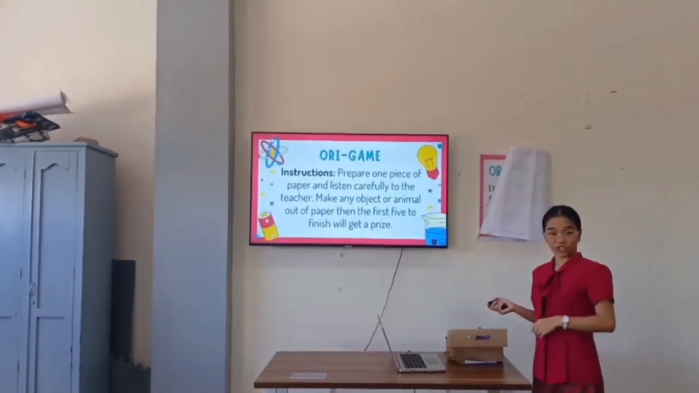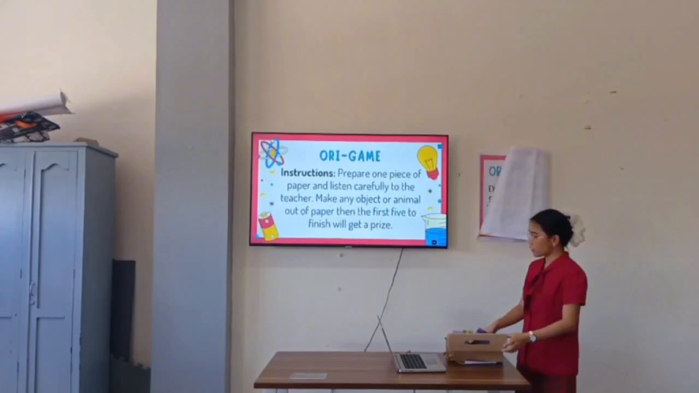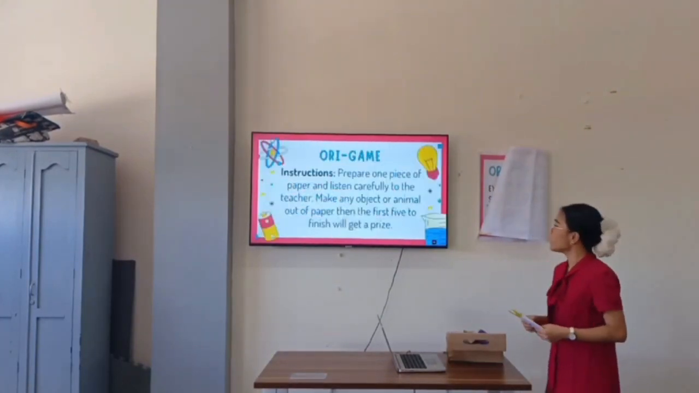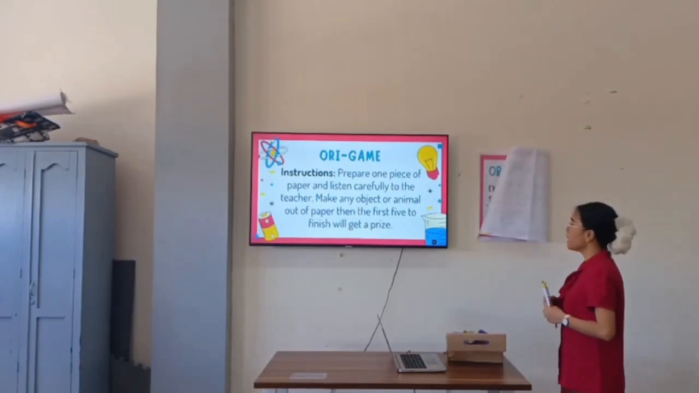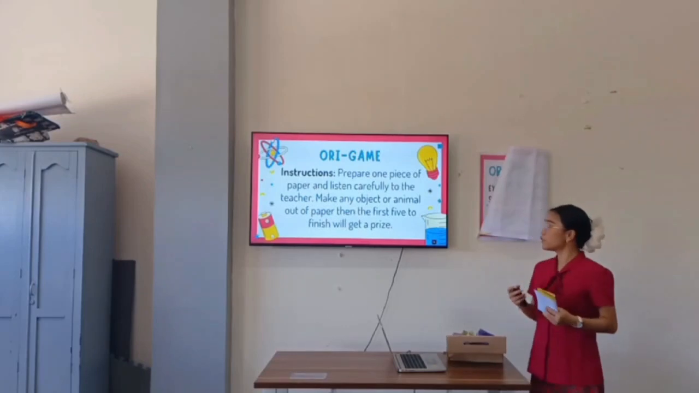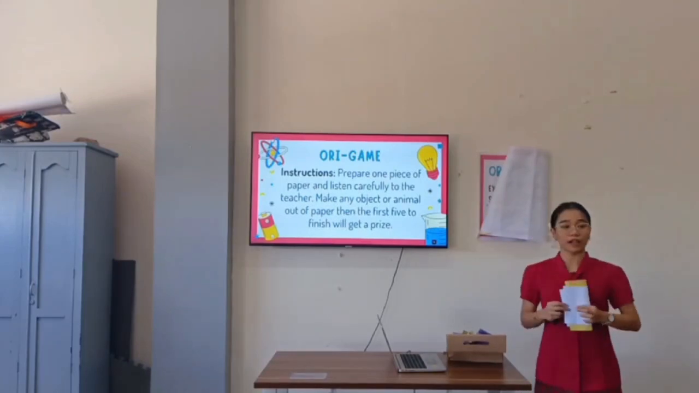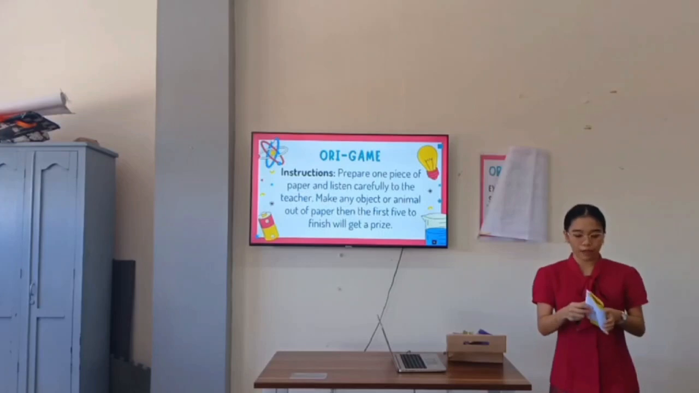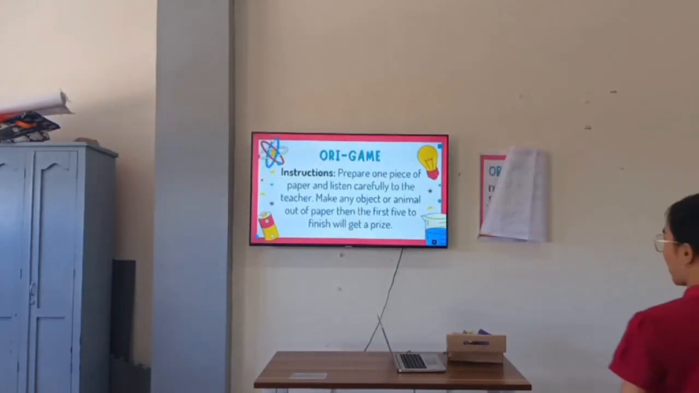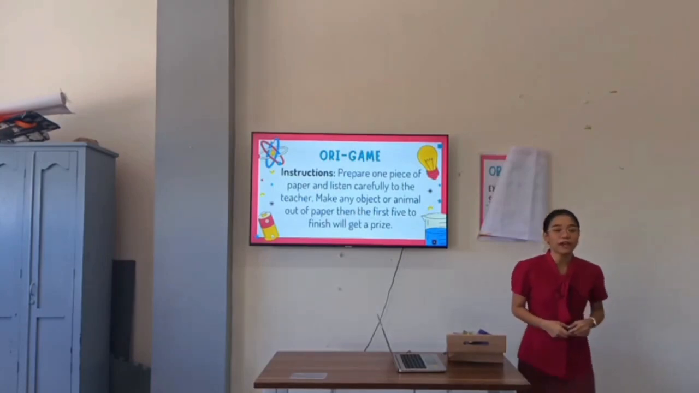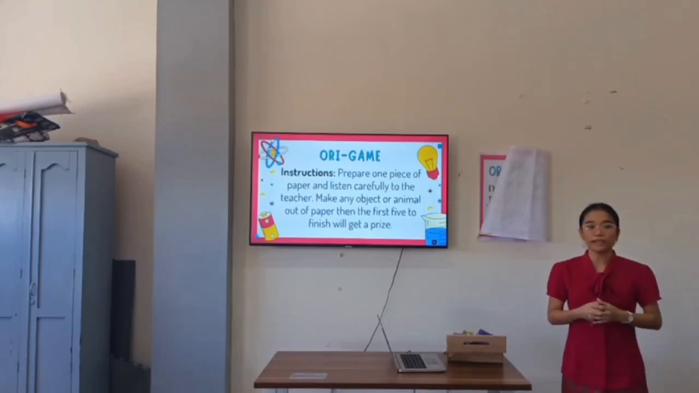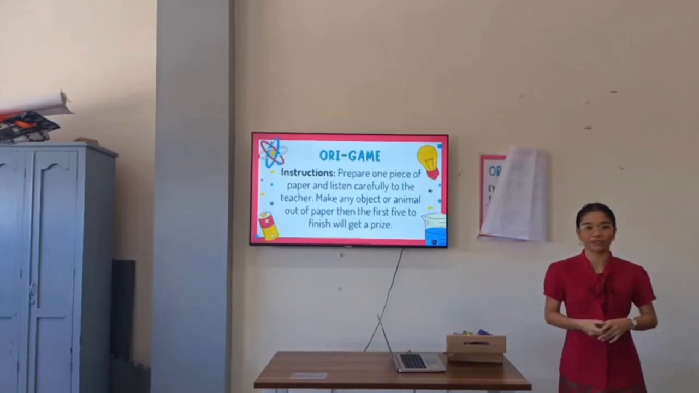Here are the instructions. Prepare one piece of paper. I'll give you one piece of paper, and listen carefully to me. Make any object or animal out of paper. Then the first five to finish the origami will get a prize, a piece of paper. I'll give you 5 minutes to finish your origami. The 5 minutes will start now.